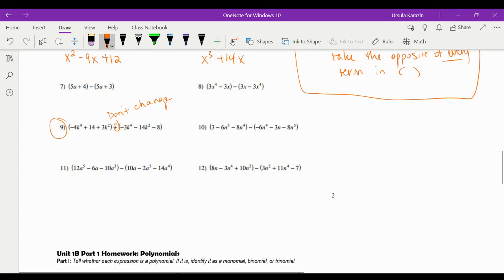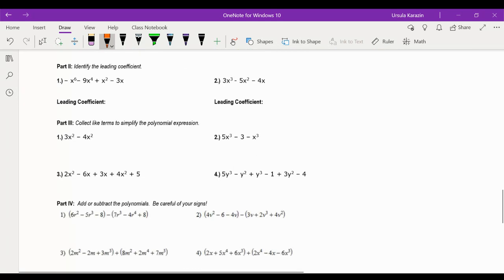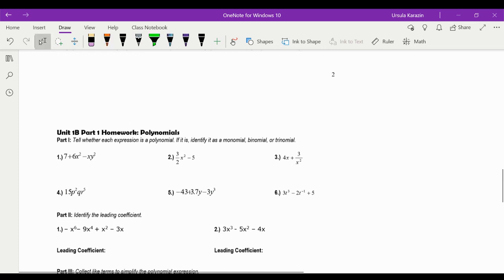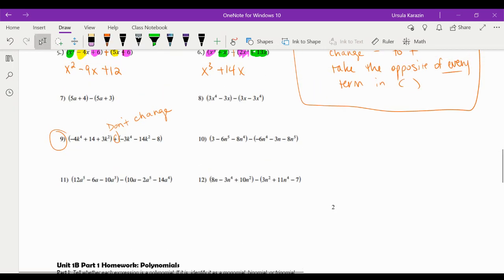All right, so you are going to do this homework here, which is page 3. Feel free to send me a reminder if you have a question and go back to the content library to see how this all works.